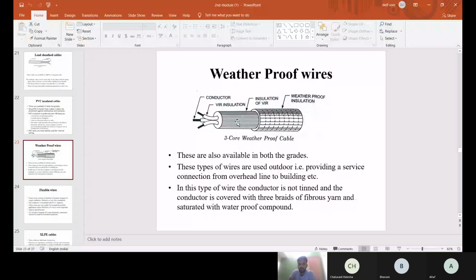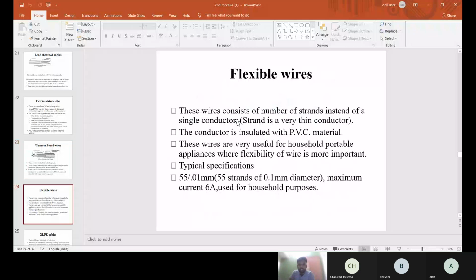Next, the flexible wires. The name itself indicates these are flexible. These wires consist of a number of strands instead of a single conductor, because a single conductor is not easily flexible. Normally the wires are multi-stranded with a small gauge, and the conductor is insulated with PVC material. PVC or vulcanized Indian rubber are used. When compared to rubber, PVC is a good insulator. That's why PVC is used as an insulating material in normally every cable.